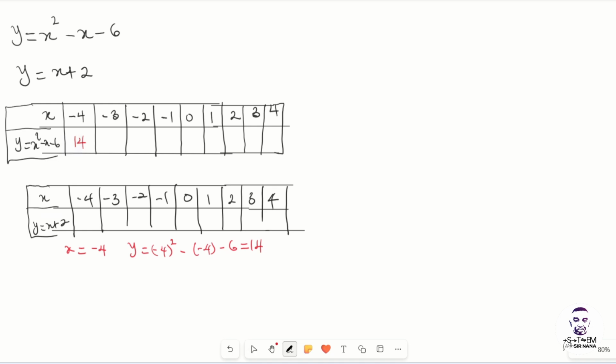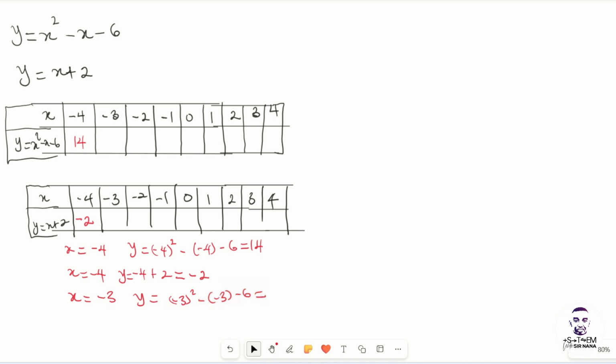And then when we have x equal to -4, for the linear, it is going to be what? y will be equal to -4 plus 2, and that will give us -2. So we have -2 here. Now let's look at the next one. If x is equal to -3, for the quadratic, y will be equal to (-3) all squared minus -3 minus 6.